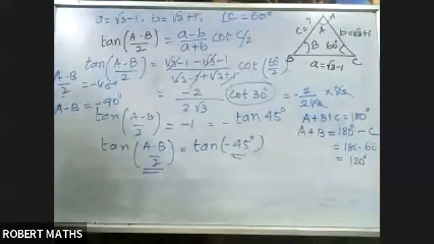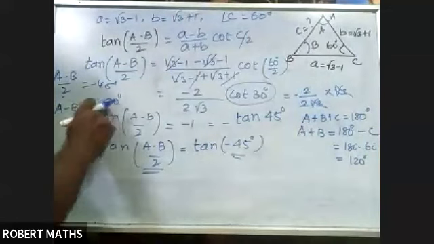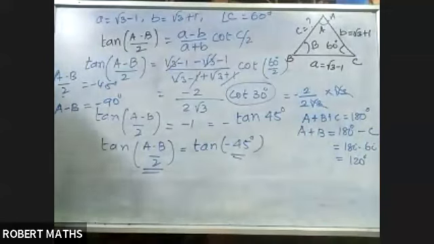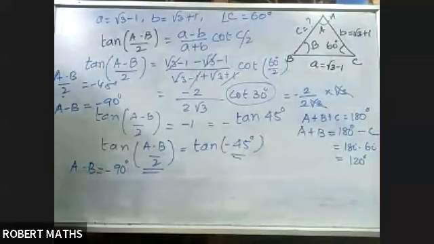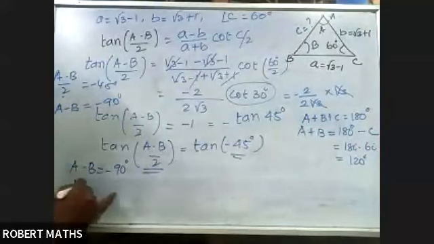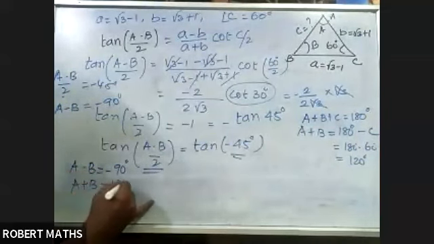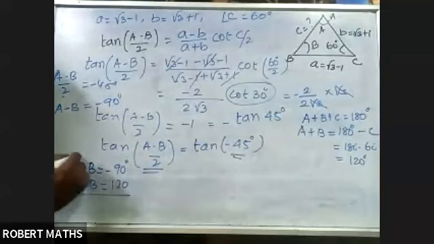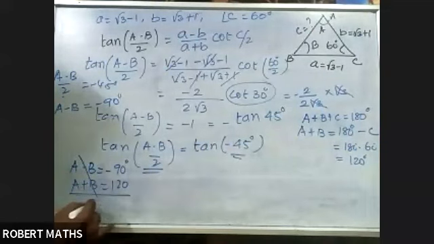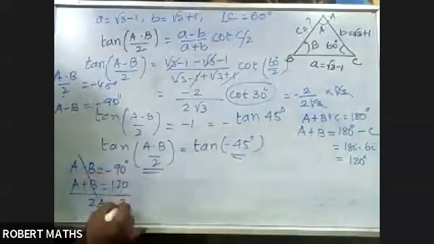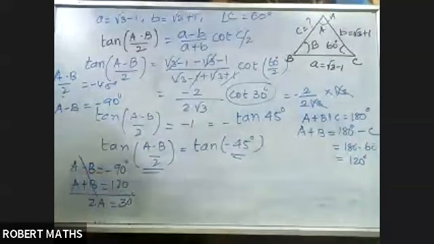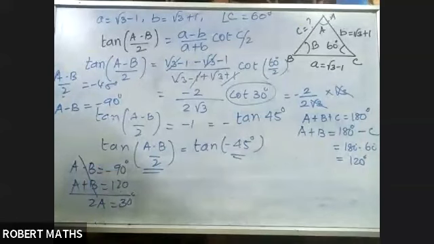Now what am I going to do? A minus B is given as minus 90 degree. Right? So A minus B is equal to minus 90 degree, and A plus B is equal to 120 degree. Now add the two and we'll get 2A. Your 2A is equal to what? 120 minus 90, which is equal to 30 degree.